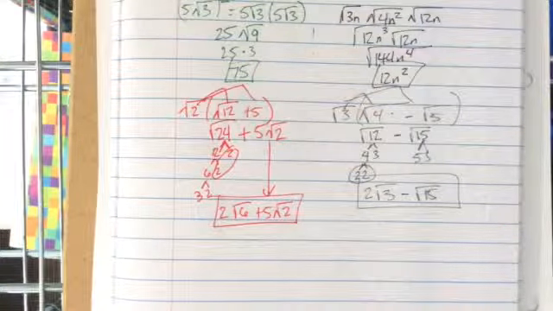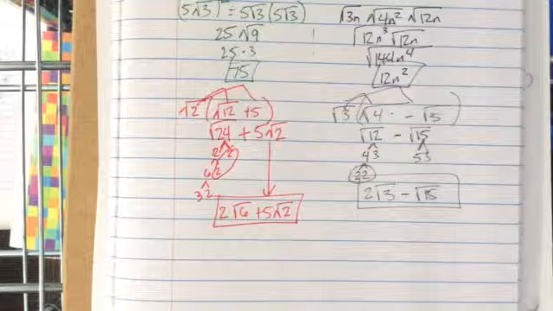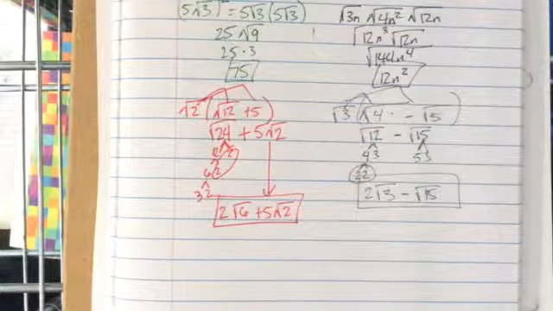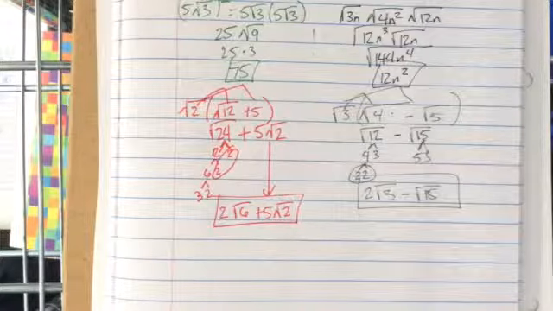So we're using our knowledge that we had before simplifying radicals. And now all we're doing is multiplying 2 numbers together and simplifying from there.